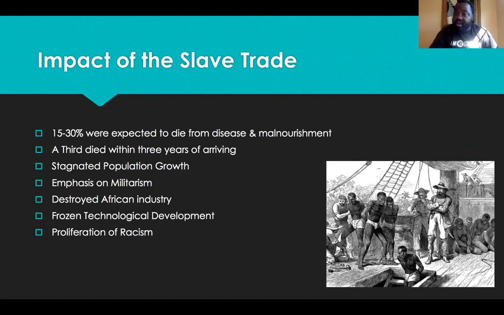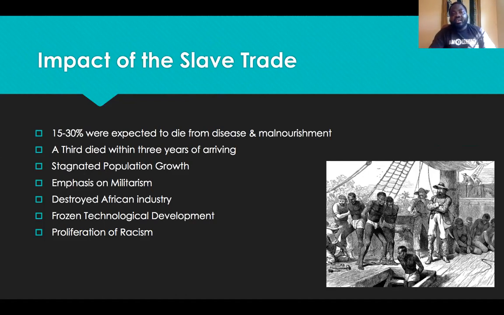Now, a further third of those who arrived died within 3 years of arriving. So remember those 10 million people we spoke about? We started off with 12, and 2 million died on their way. Well, a further 3.5 million died within 3 years of arriving. Talk about how treacherous these living conditions must have been.